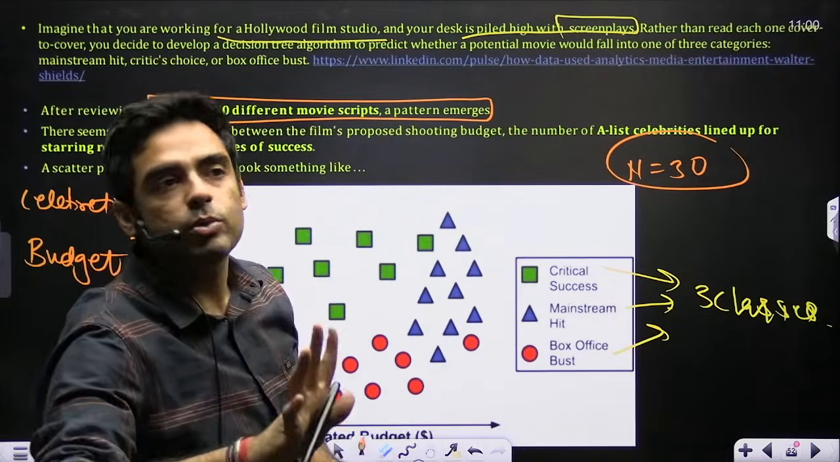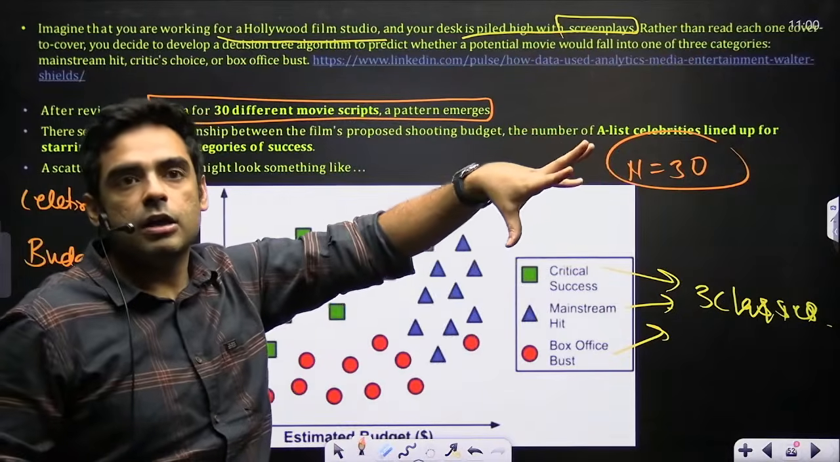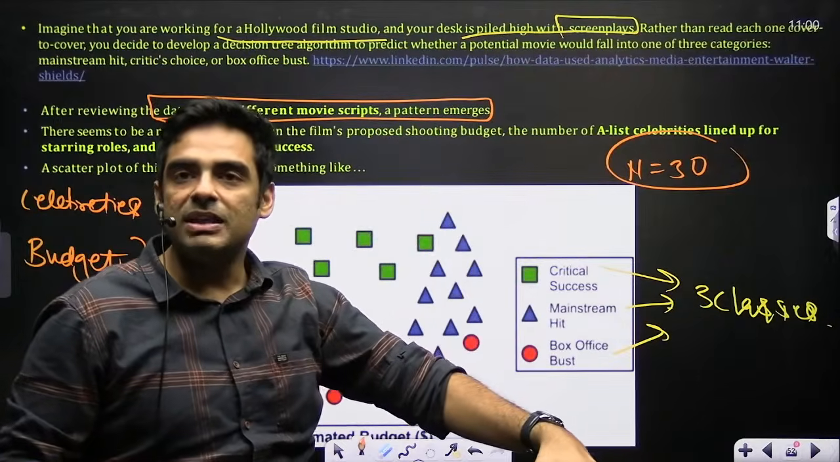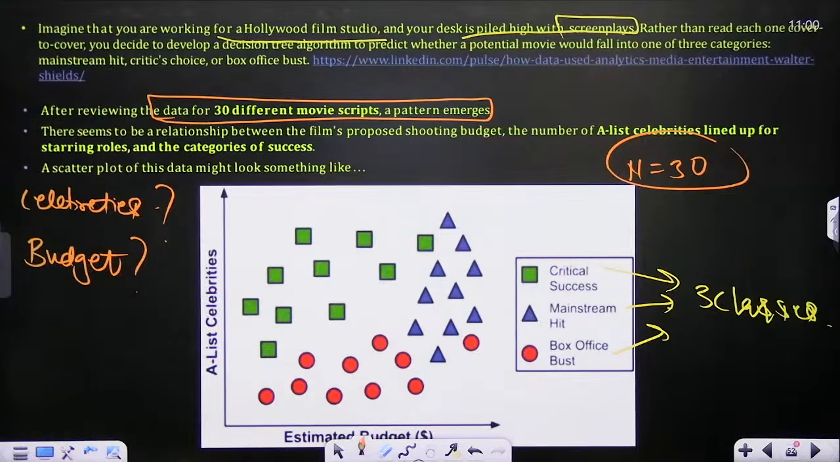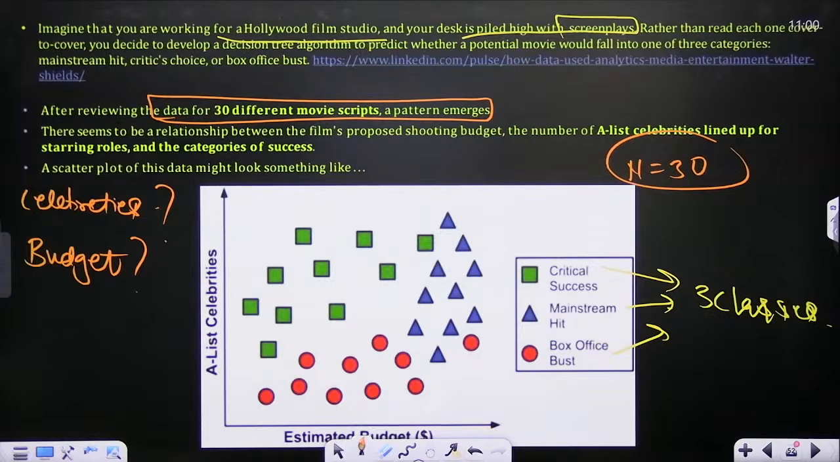Now, instead of watching each and every movie script, what I'll do is make a scatter plot between the number of celebrities and the estimated budget.